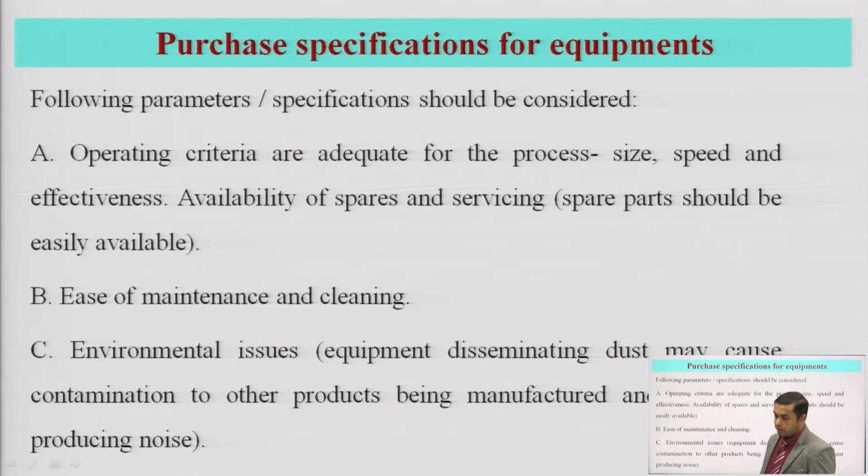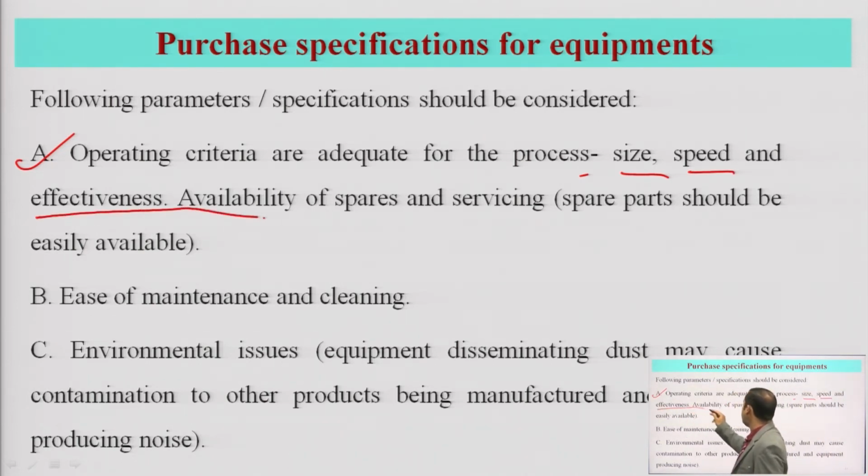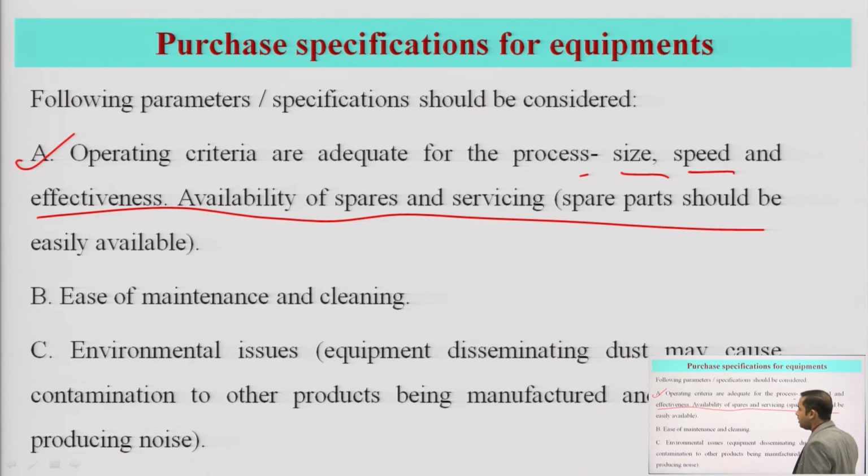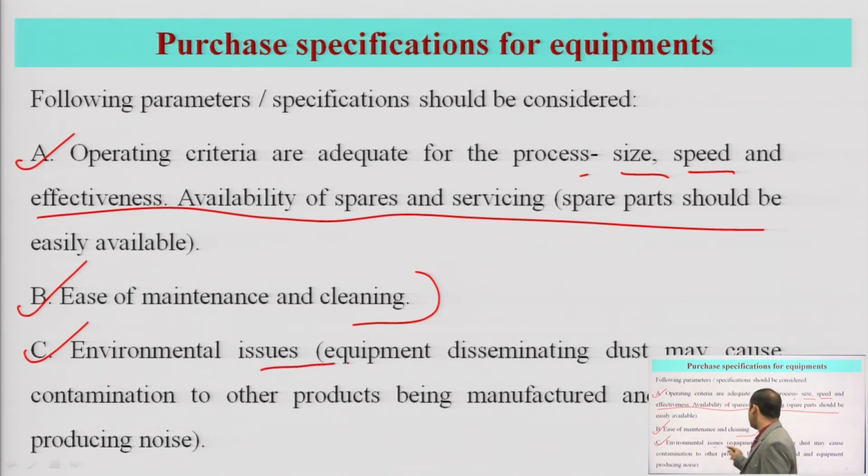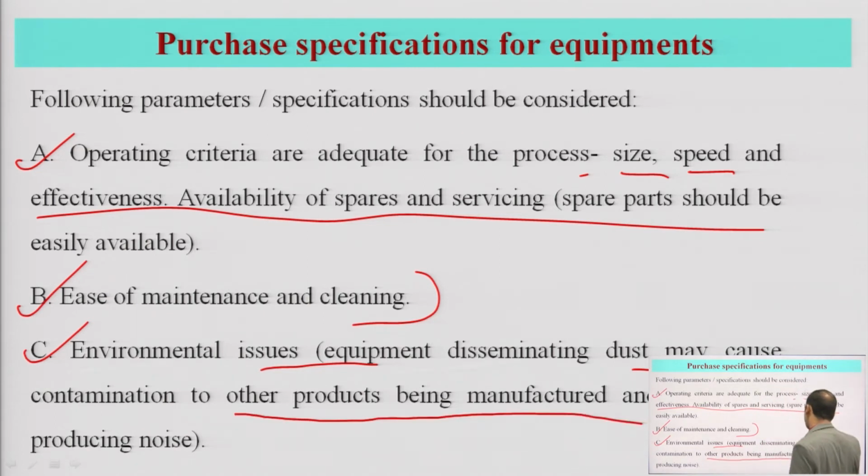Now, the purchase specification of the equipment. After following the previous parameters, you have selected one particular equipment. Now, what should be the purchase specification? These are a few specifications. For example, operating criteria adequate for the process, such as size, speed, effectiveness, and availability of spares and servicing. Then the ease of maintenance, which I have already mentioned, and cleaning, environmental issues, equipment dismantling where dust may cause contamination of other products being manufactured, or equipment producing noise.